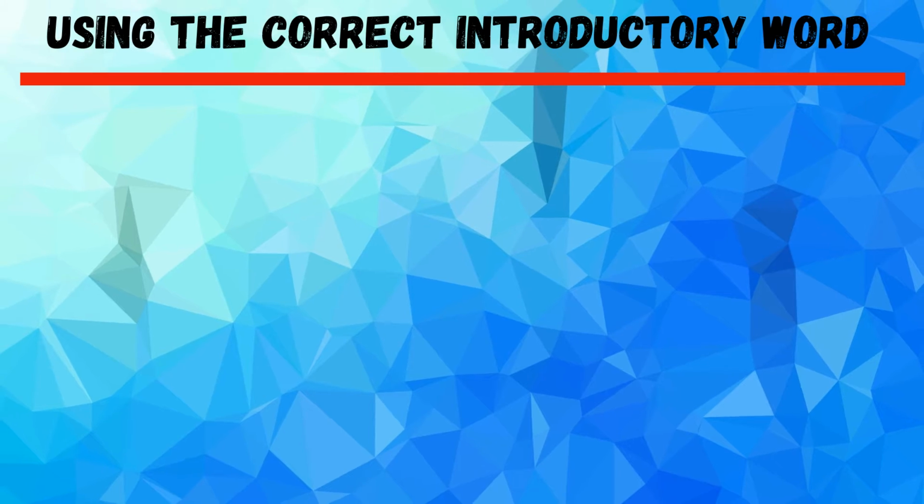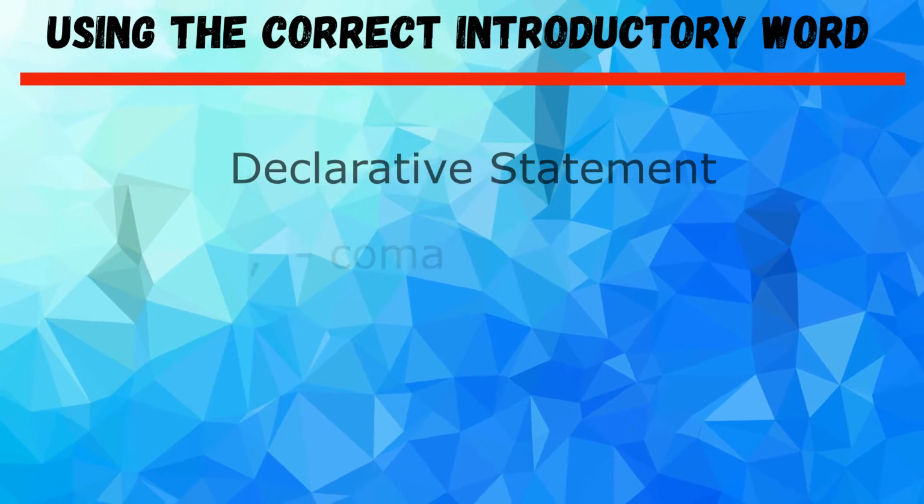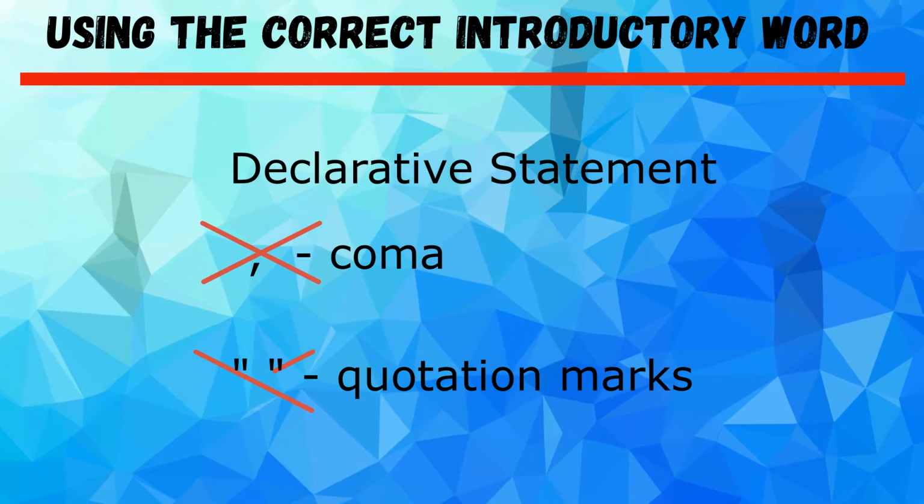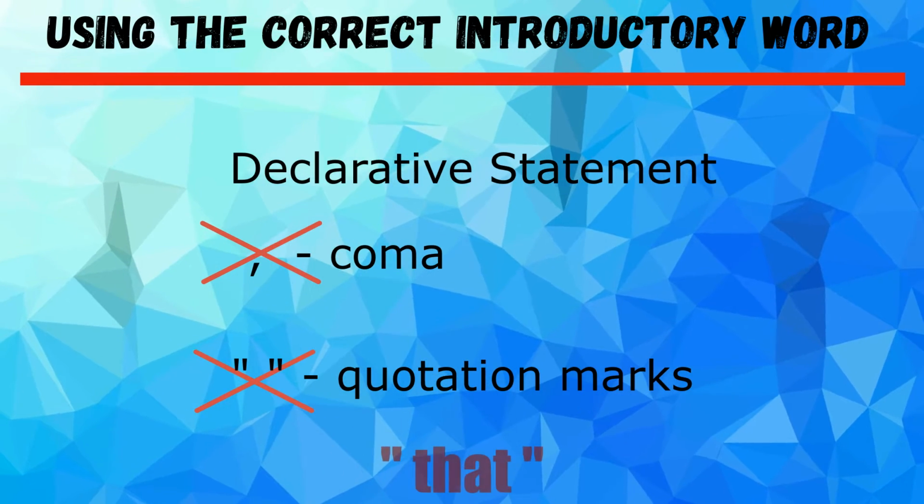When the direct speech is a declarative sentence, the comma and the quotation marks are removed and, in its place, the introductory word, that, is used.